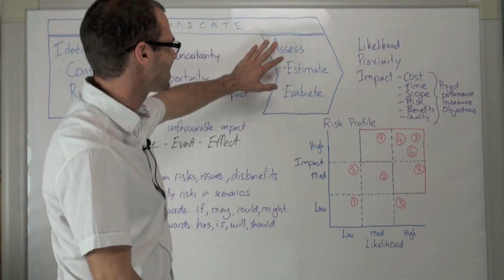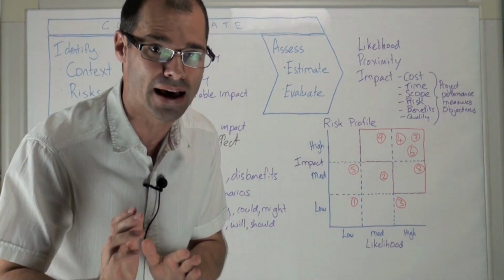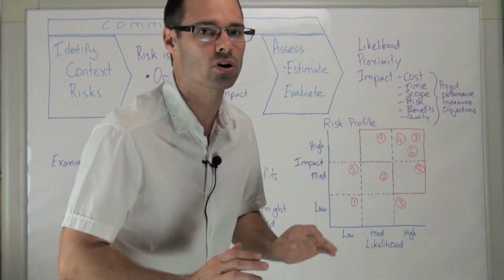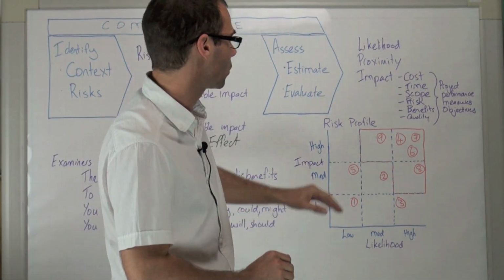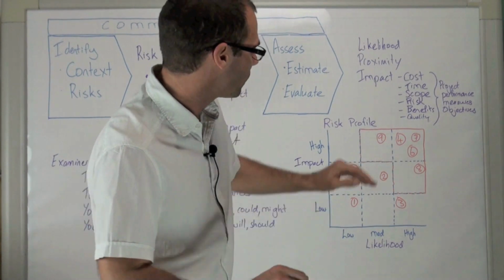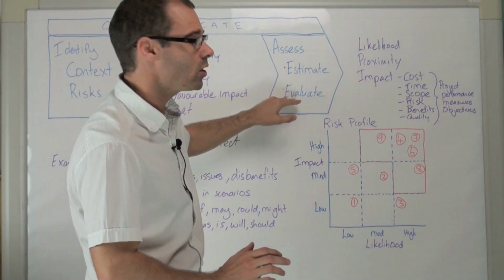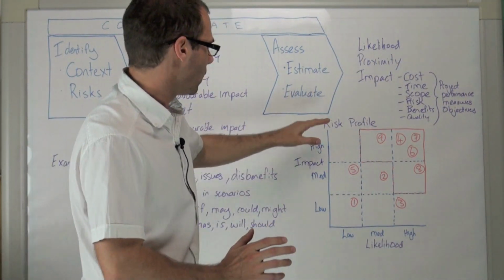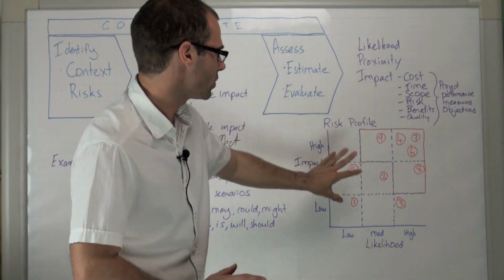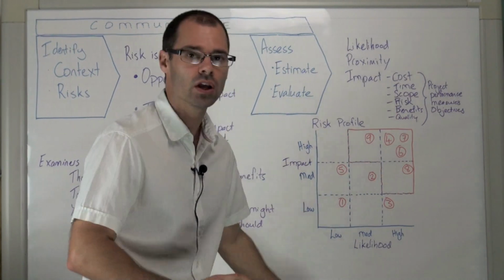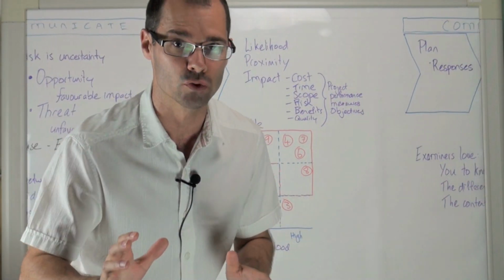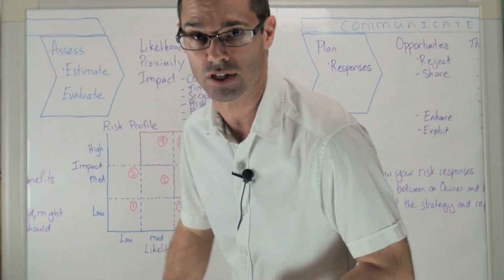The next step is assess. We've got to assess by estimating the likelihood and the proximity. Proximity is when the risk is likely to occur. We're going to assess the impact on the project performance measures and objectives. Then using that, we evaluate the project as a whole by looking at the risk profile, by putting all the risks on the risk profile and deciding whether or not the project as a whole is too risky to continue with. That's continued business justification.